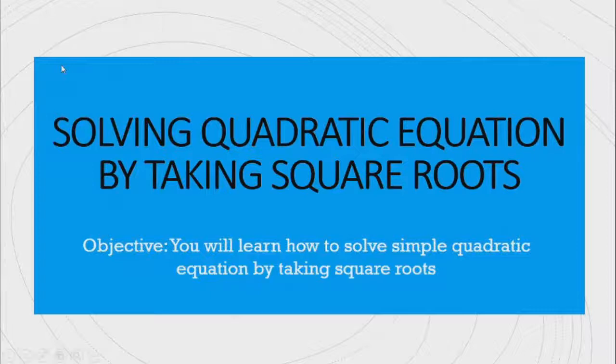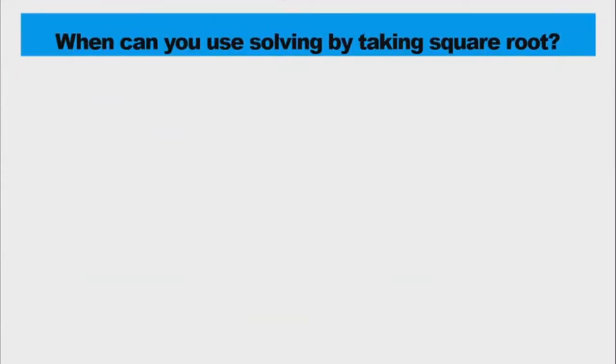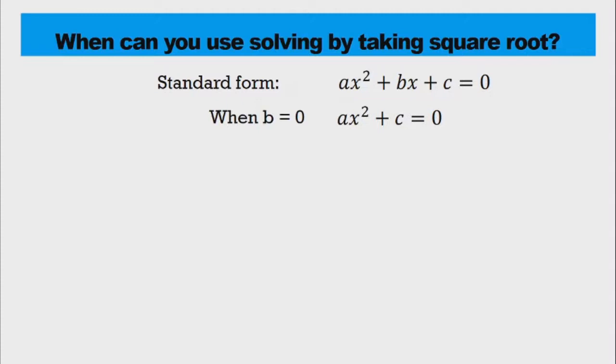In this lesson, you will learn how to solve simple quadratic equations by taking the square root. There are two cases where we can solve the quadratic equation by taking the square root. The first case is when the equation is written in the standard form and the bx term of the standard form is missing. That means b is 0. We can actually solve the equation by taking the square root.